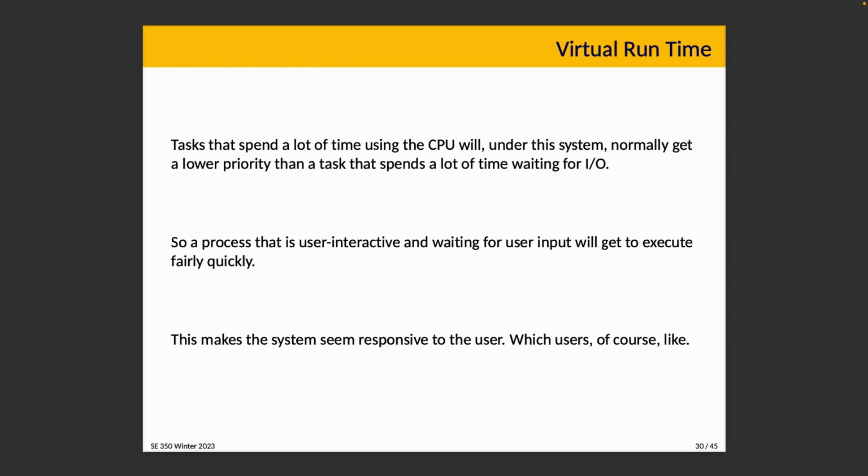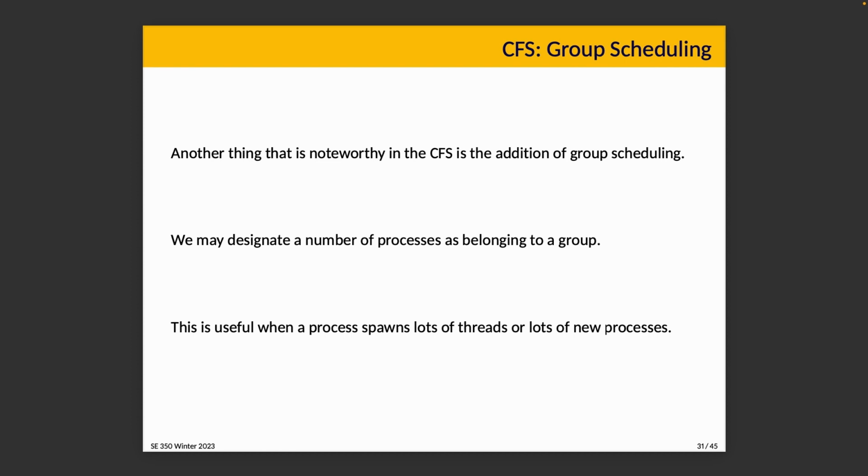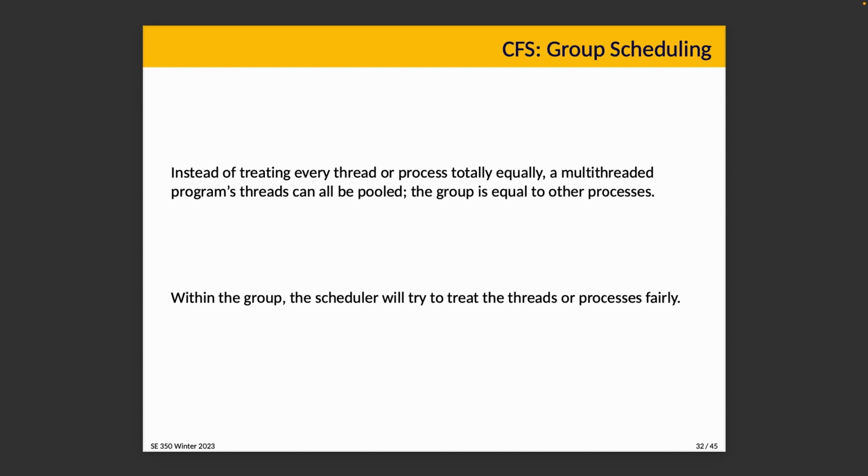Another thing that is kind of noteworthy in the completely fair scheduler that's really nice is the addition of group scheduling. So we can designate a number of processes as belonging to a group, and that's very nice when a process spawns a lot of threads or creates a lot of new processes, and therefore, instead of treating every thread or process completely equally, a multi-threaded program's threads can all be pooled, and the group that corresponds to that number of threads is equal to other processes. And within the group, the scheduler does try to treat processes fairly. This is really nice for something like a shared server that has a lot of users.